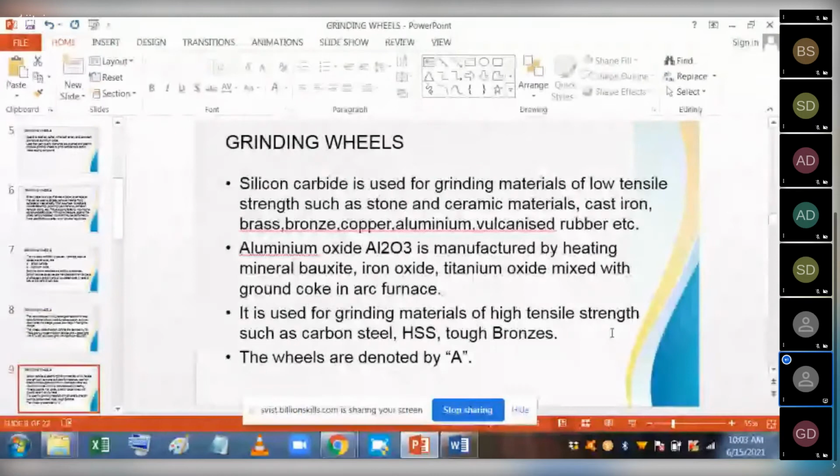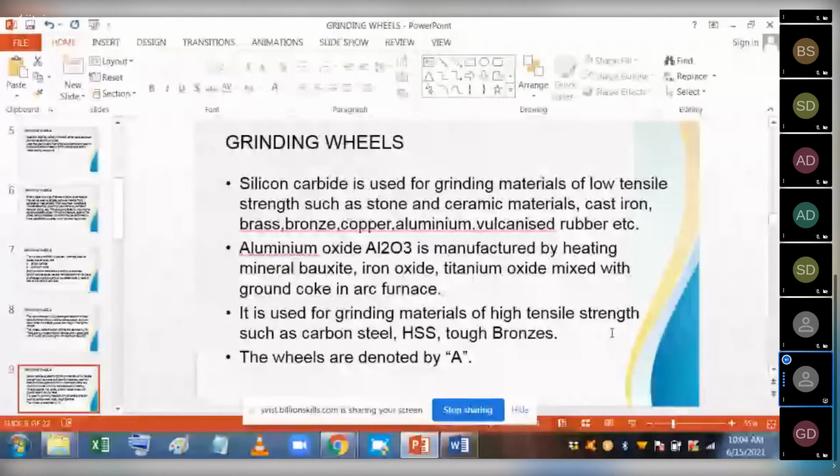Silicon carbide is used, this is very important, for grinding materials of low tensile strength, such as stone, ceramic material, cast iron, brass, bronze, copper, aluminium, vulcanized rubber, etc. Aluminium oxide, the other artificial abrasive material, is manufactured by heating mineral bauxite. We have studied in our chemistry class that bauxite is an ore of aluminium. Aluminium is extracted from bauxite. Here, mineral bauxite, iron oxide, and titanium oxide are mixed with ground coke in an earth furnace. It is used for grinding materials of high tensile strength.